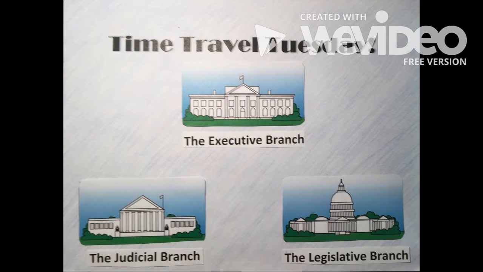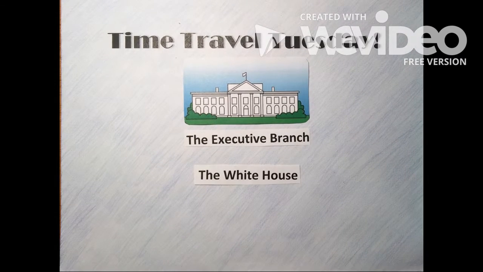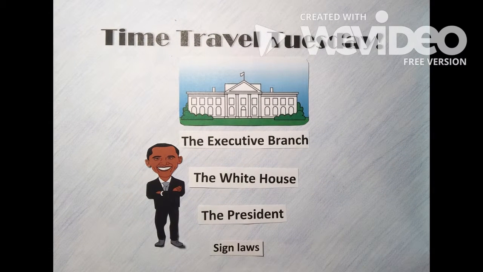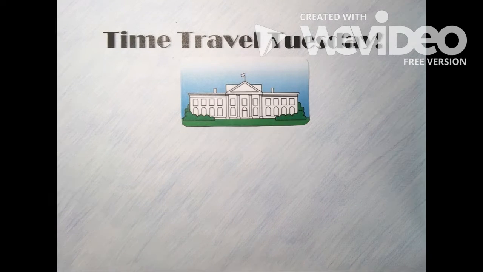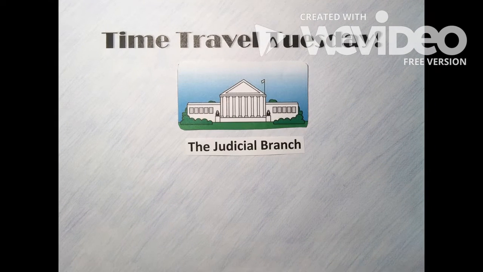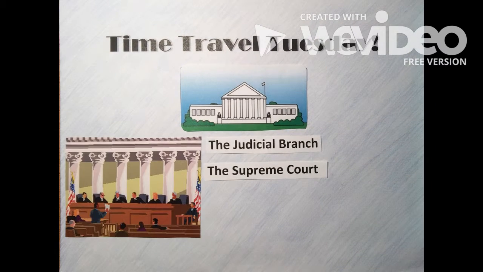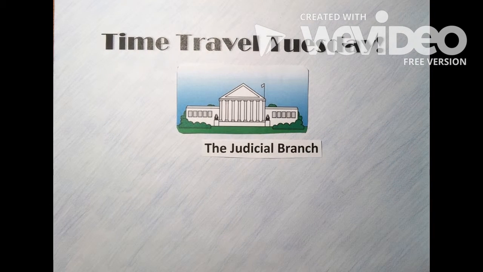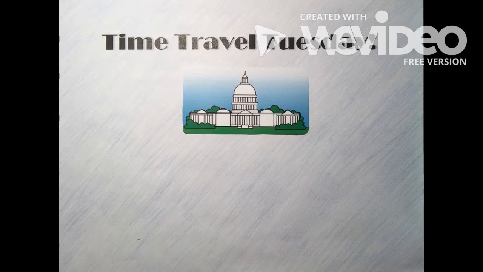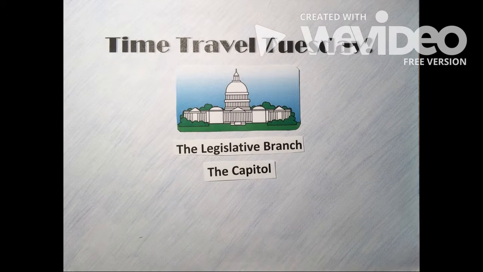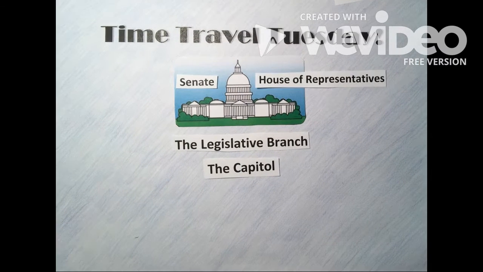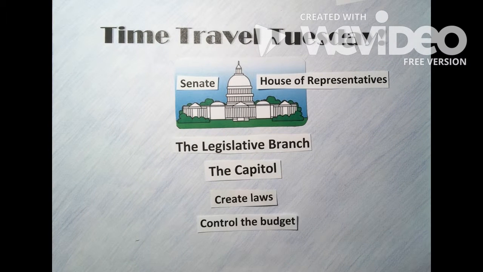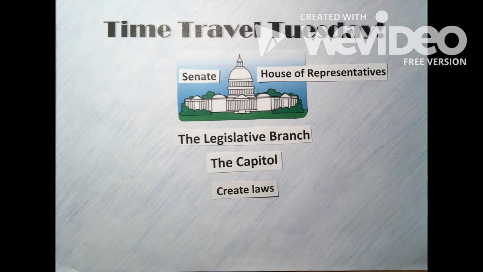First, we will take a closer look at the executive branch. This branch is held in the White House by none other than the president. His job is to sign the laws into effect. Next, we will learn about the judicial branch. This branch is held at the Supreme Court, where 9 Supreme Court judges decide if laws are constitutional. Last, we have the legislative branch. This branch is located at the Capitol building and is made up of the Senate and House of Representatives, otherwise known as Congress. Here, they are able to create the laws and control the budget.